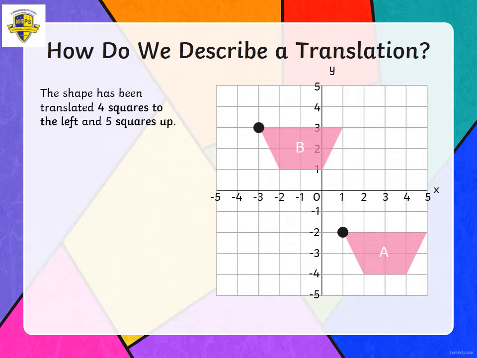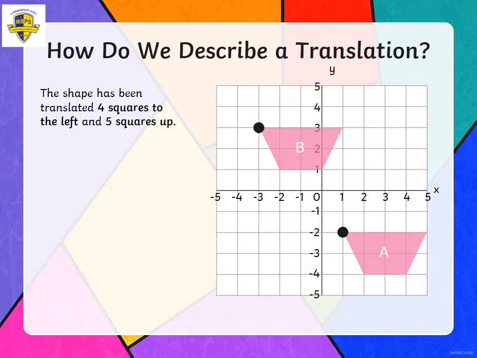Okay, now let's check the black point on A. It was on 1 and -2. Then we shifted how many squares to the right or to the left? Excellent. So here we shifted to the left. How many squares? Let's count. 1, 2, 3, 4. Good.